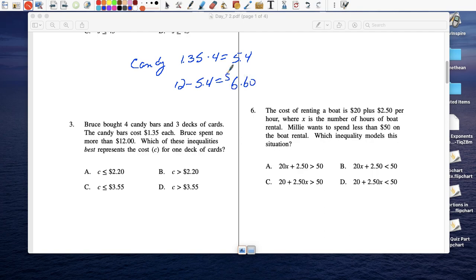Right? And then we bought how many? 3 decks of cards. So we have $6.60 left. We divide that by 3. We find that each deck of cards is $2.20. So which inequality represents the cost for 1 deck of cards? Anything with 2.20. Well, it's not greater than 2.20. That's not possible. It's not 3.55 because I don't even know where that number is coming from. So neither is this. So each deck of cards can be equal to 2.20 or even less.